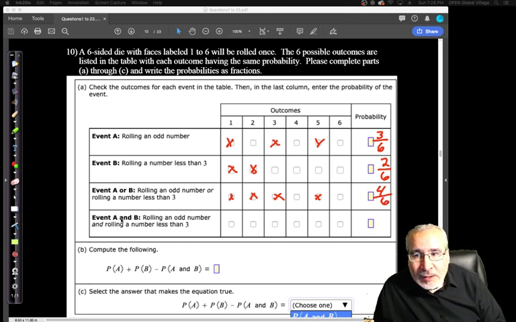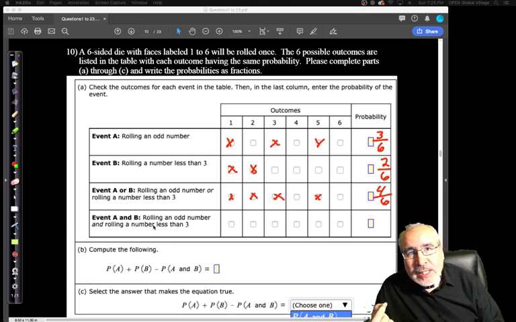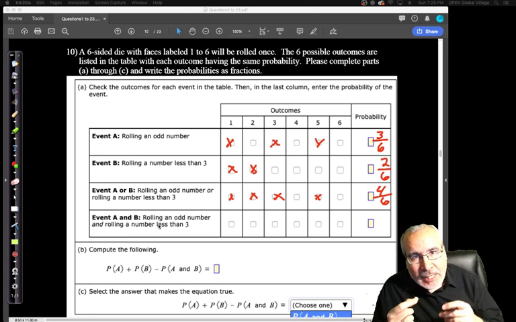And then finally we've got the event A and B, and this is the exclusive AND. It means it has to be in both A and B to be counted. Otherwise it's excluded. So 1 is in both A and B, so we can count that. 2 is only in B, not in A. 3 is in A, but not B. 5 is in A, not B. So this one is just this one number here. So that gives us a 1 out of 6. See how that works with the probabilities.